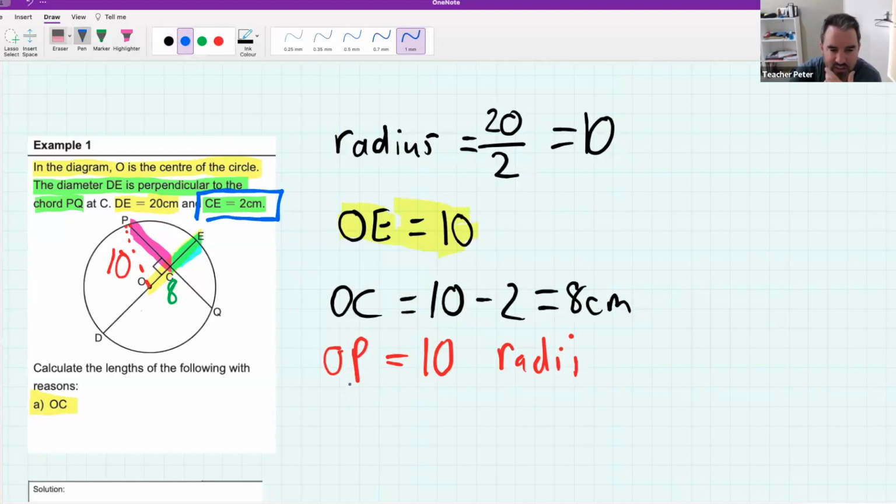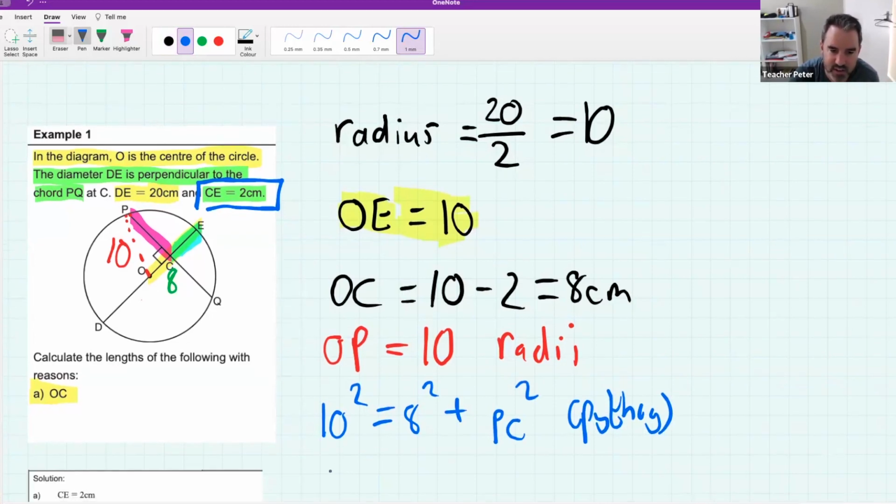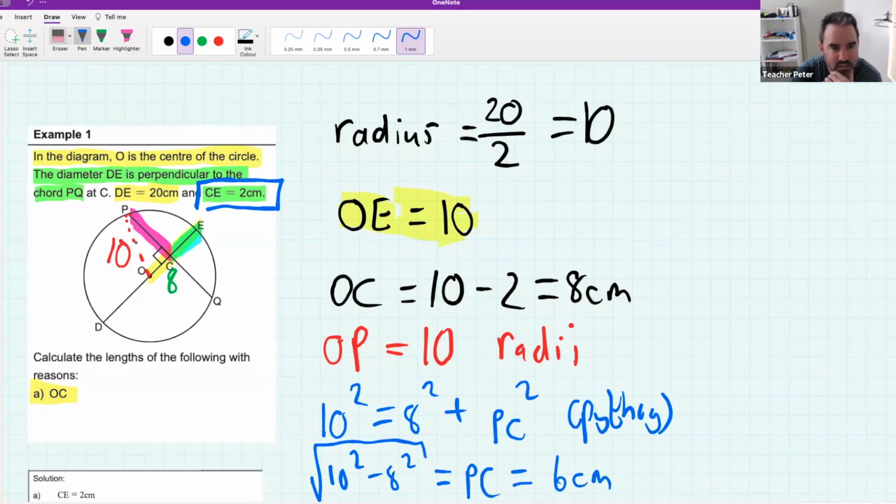Some of you know the Pythagorean theorem off by heart: 10 squared equals 8 squared plus PC squared, by Pythag. And then if I move these all across, I get that PC is 6 centimeters.